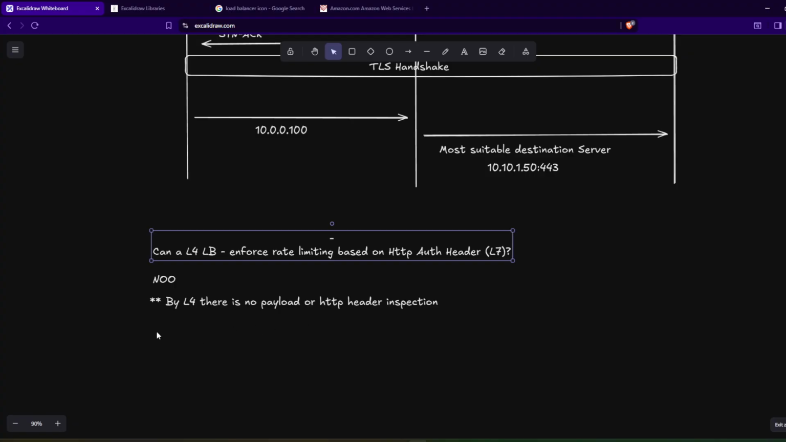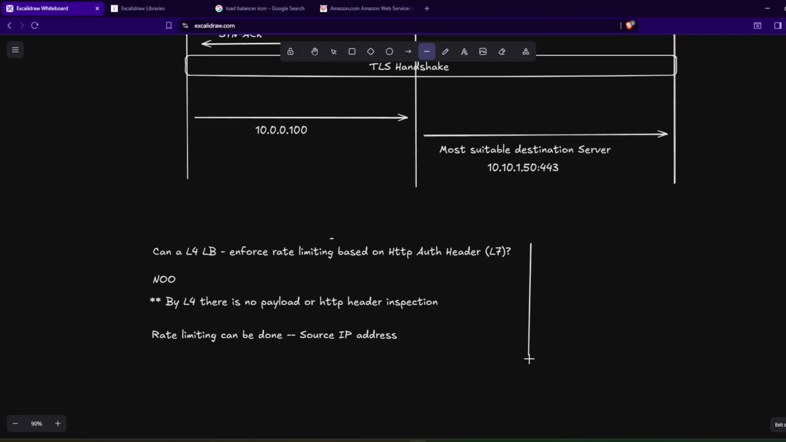So rate limiting can be done. Now the complete answer would be something like this: the rate limiting can be done, but it is based on that 5 tuple. Mostly it is done on the source IP address. So if the source IP address is coming from some XYZ again and again in a stipulated time window, then probably we can enforce rate limiting on that. Okay, so in this case the actual alternative is L7, we use an L7 load balancer.